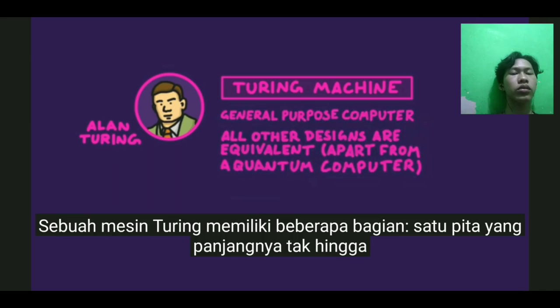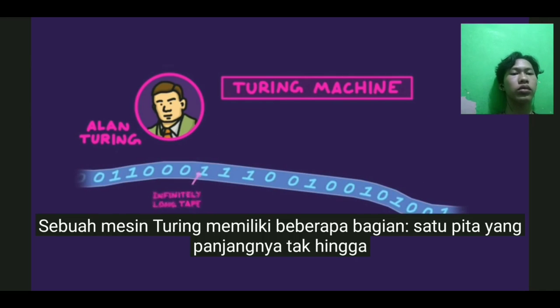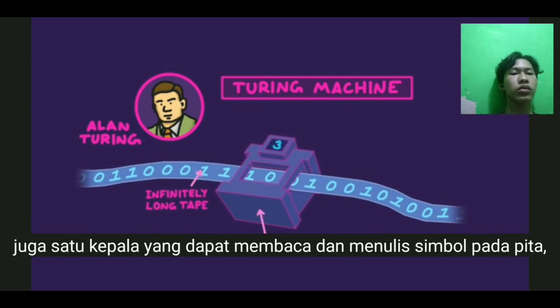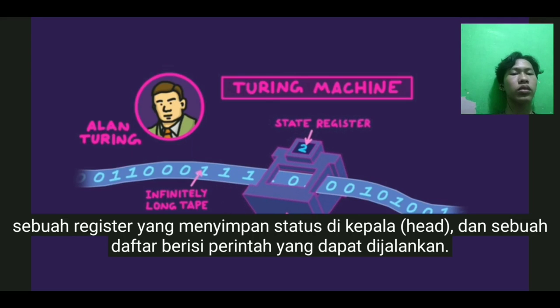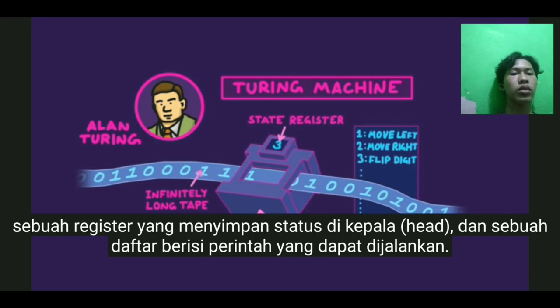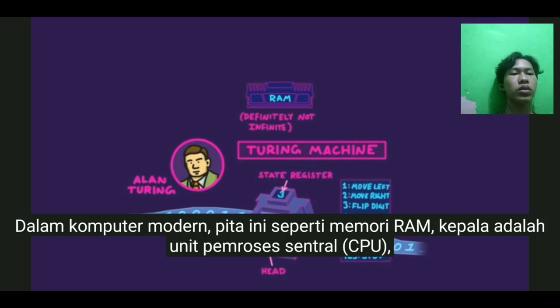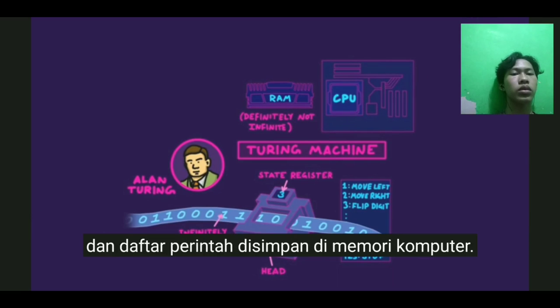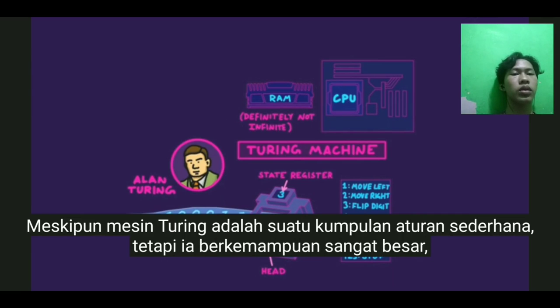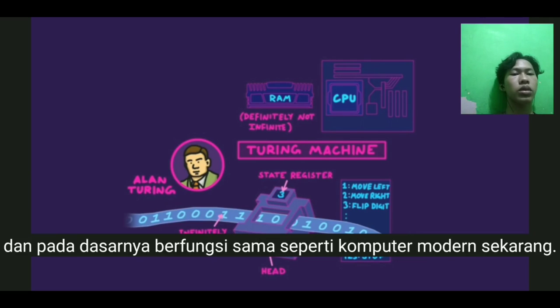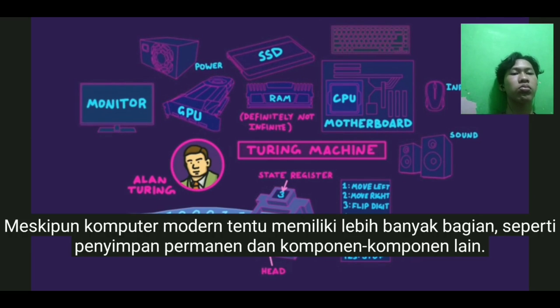A Turing machine contains several parts: an infinitely long tape that's split into cells containing symbols. There's also a head that can read and write symbols to the tape, a state register that stores the state of the head, and a list of possible instructions. In today's computers, the tape is like the working memory or RAM. The head is the central processing unit, and the list of instructions is held in the computer's memory. Even though a Turing machine is a simple set of rules, it's incredibly powerful, and this is essentially what all computers do nowadays. Although our computers obviously have a few more parts, like permanent storage and all the other components.